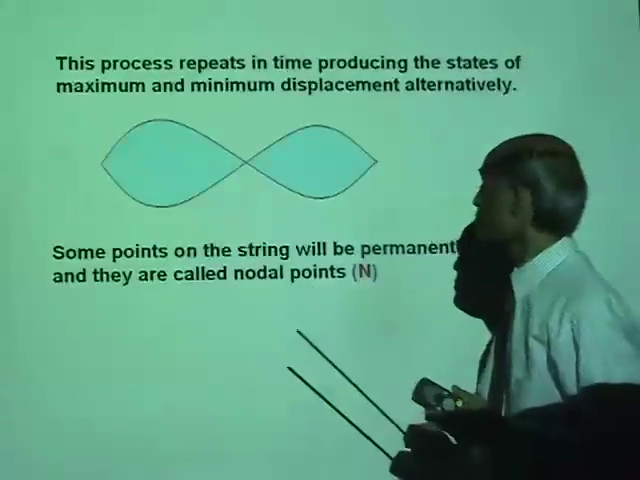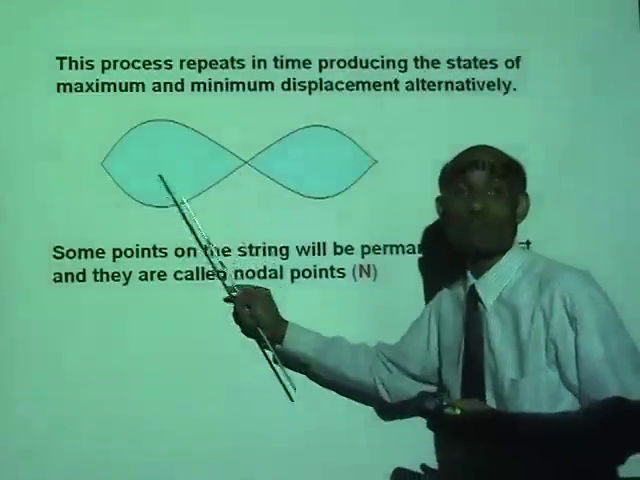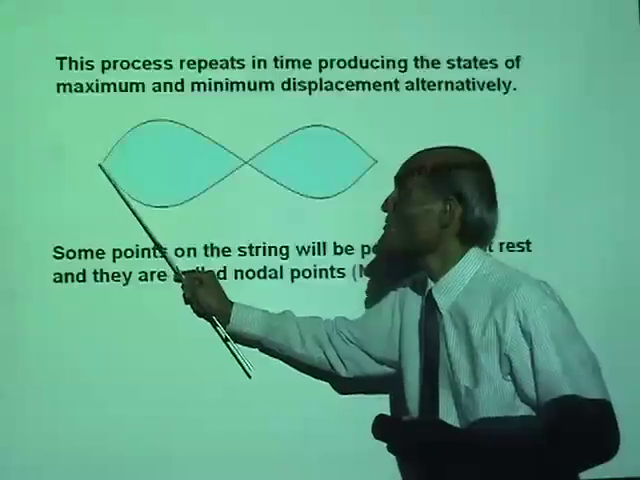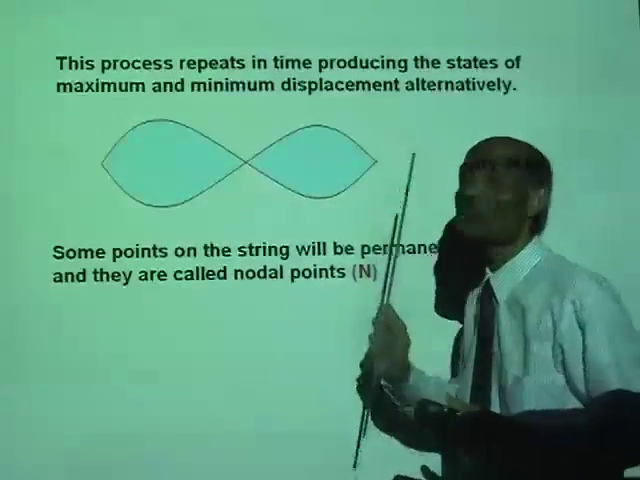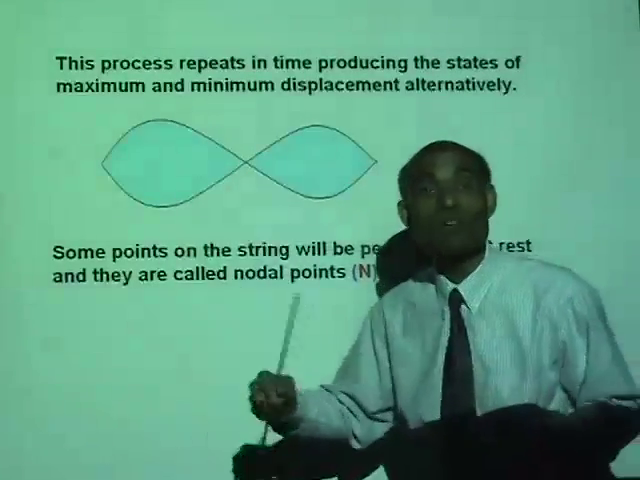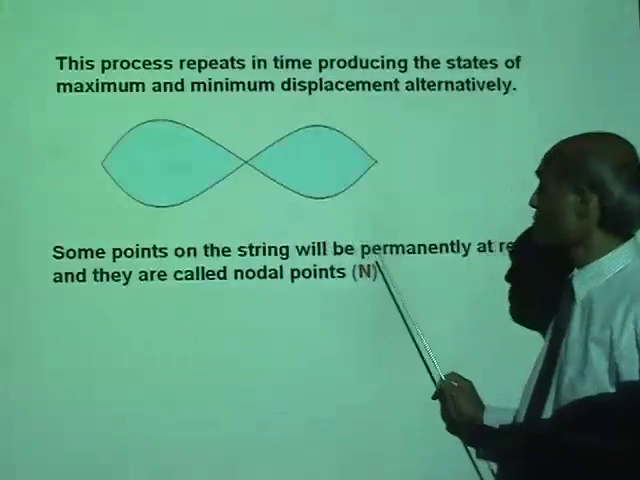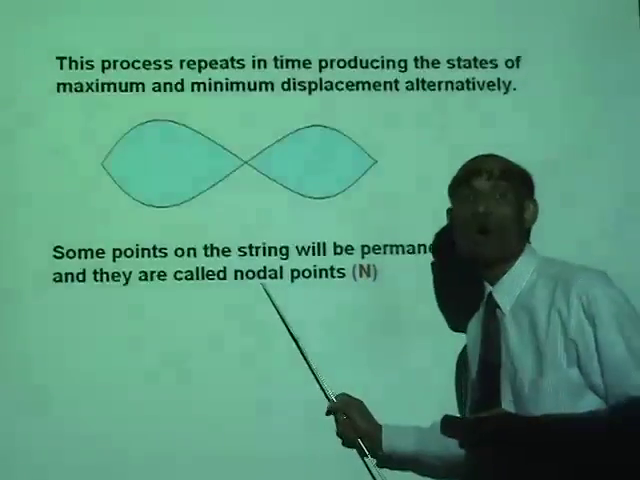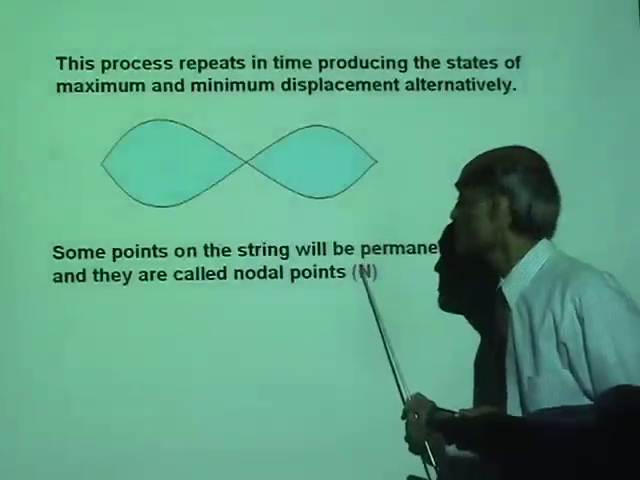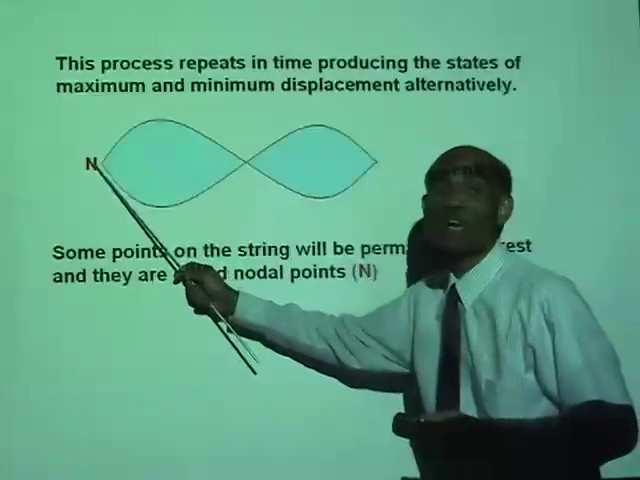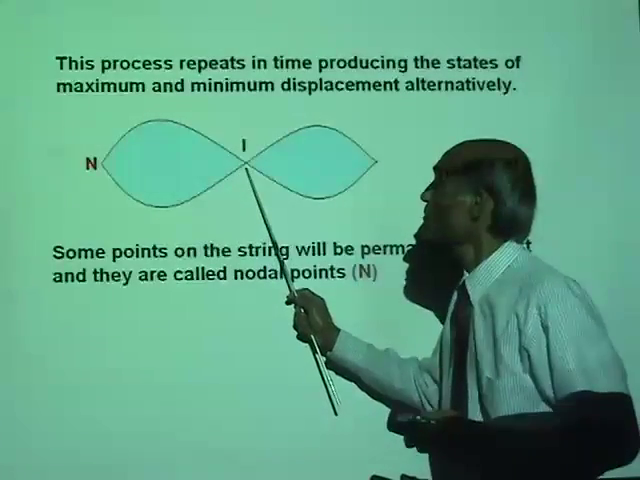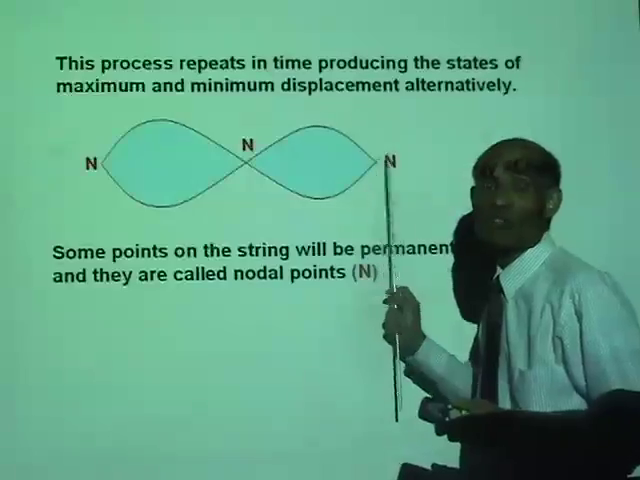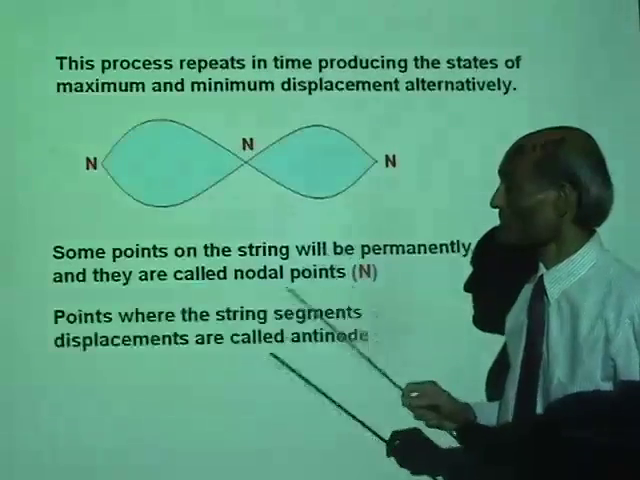Some points on the string will be permanently at rest. For example, this string has 1, 2, 3 points which are permanently at rest. And such points are called nodal points. We will represent them by N. This is a nodal point, this is a nodal point, and this is a nodal point.